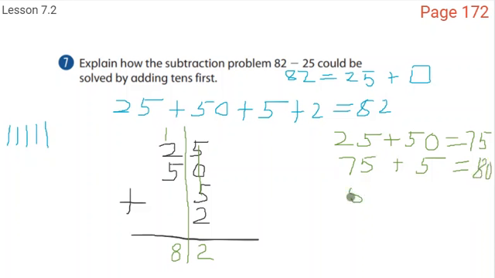Now I have 80 plus 2. Again, you can count on: 80, 81, 82, and that's our answer there. There we go.